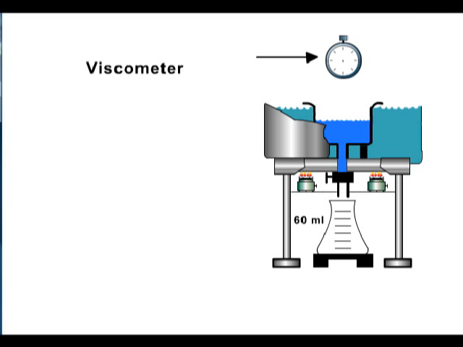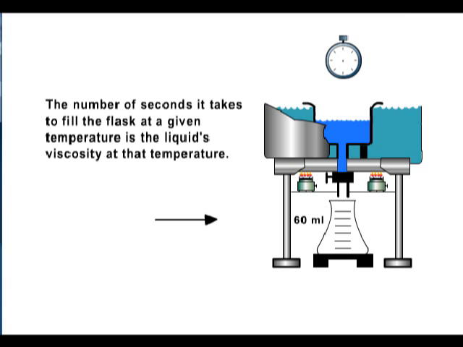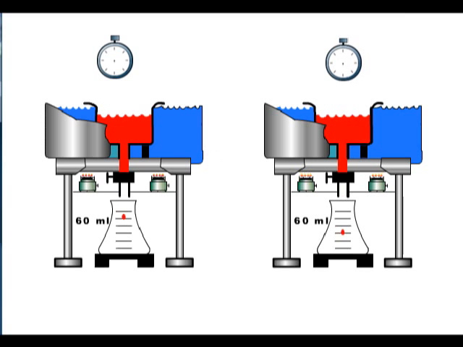A stopwatch is used to determine how much time it takes to fill a 60 milliliter flask. The number of seconds that it takes to fill the flask at a given temperature is the liquid's viscosity at that temperature. As illustrated, the fluid on the right has a lower viscosity than the fluid on the left.